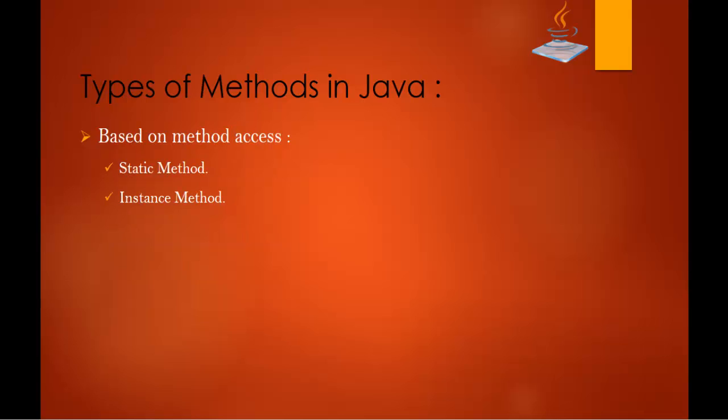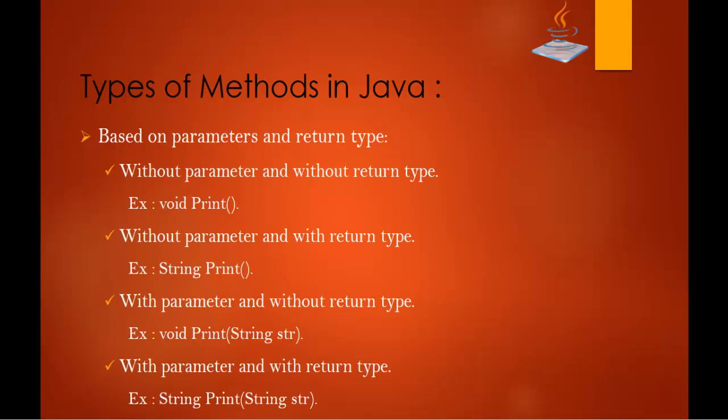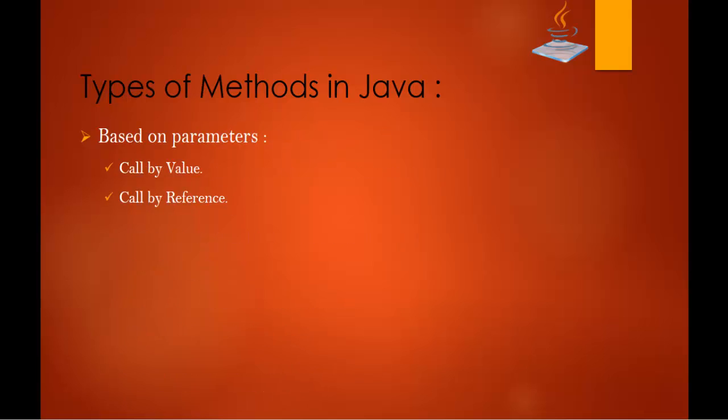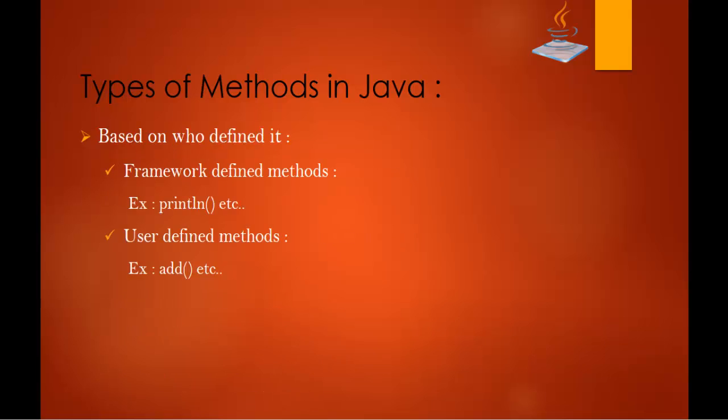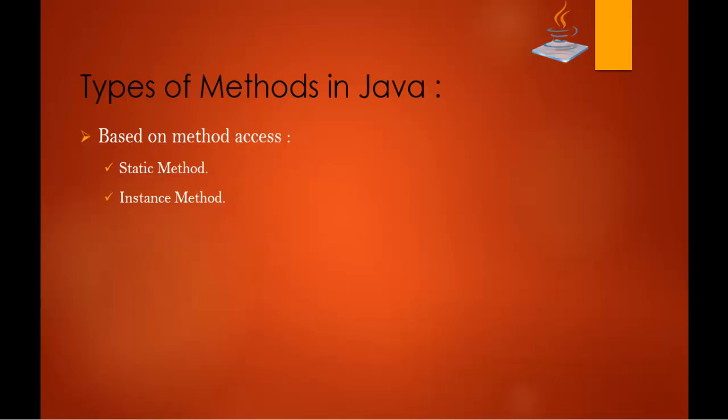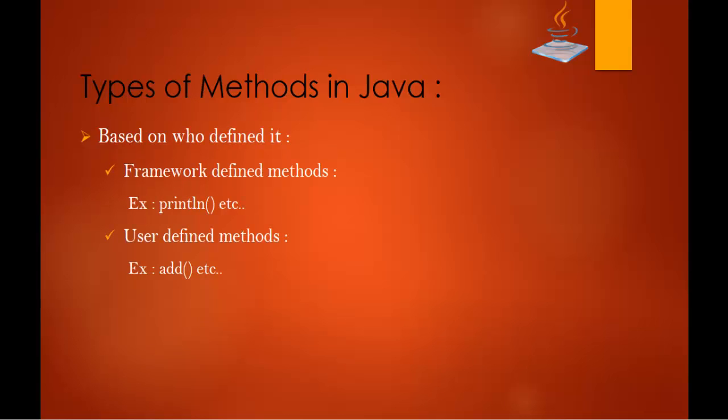And based on method access, we have something called static method and the instance method. And based on parameters and the return type, and based on parameters, we have two categories: call by value and call by reference. Right now in this session, we are going to learn about based on who defined it and based on the method access. Without wasting much time, let me show you based on who defined it.